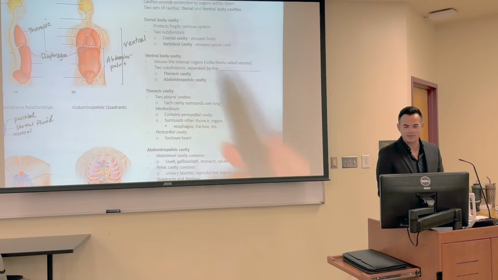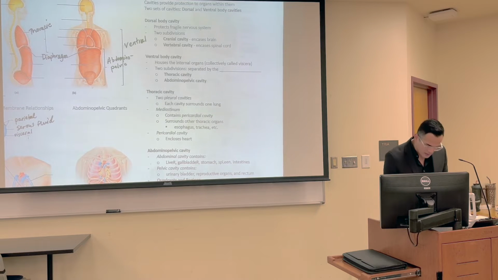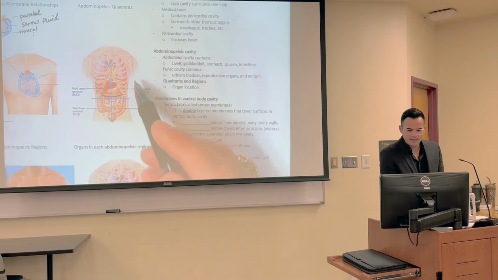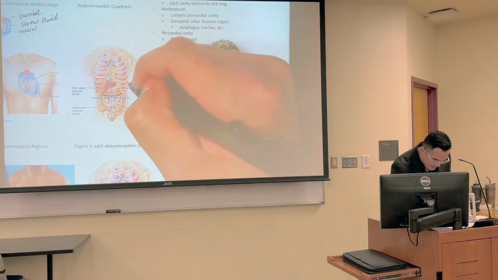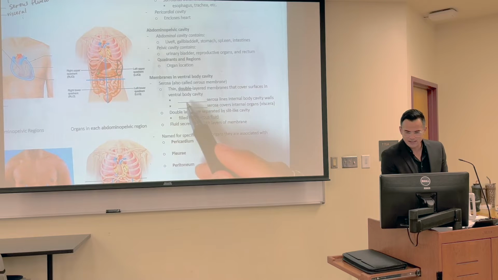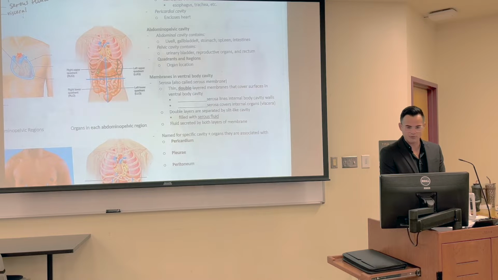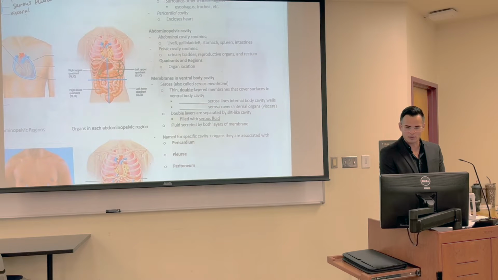What structure is going to separate the thoracic and abdominopelvic cavities? Diaphragm. The spleen is going to be found right here in the left upper quadrant. It's a little bit harder to see. What is the part that lines the internal body cavity walls? Which serosa? Which layer? Visceral or parietal? Everyone at once. Parietal.